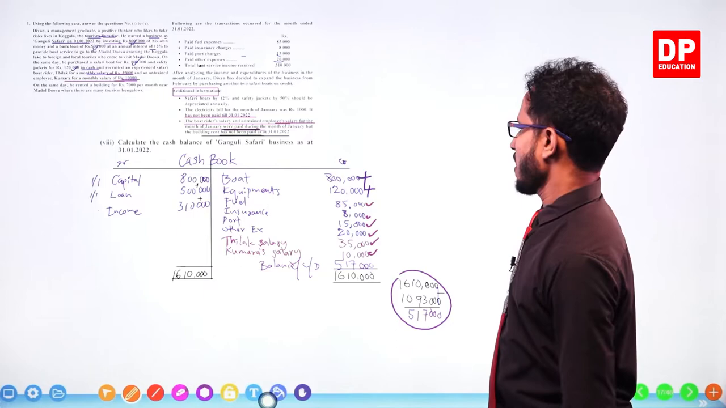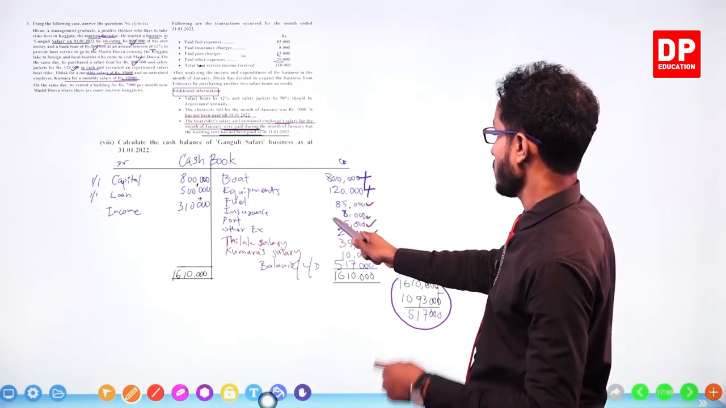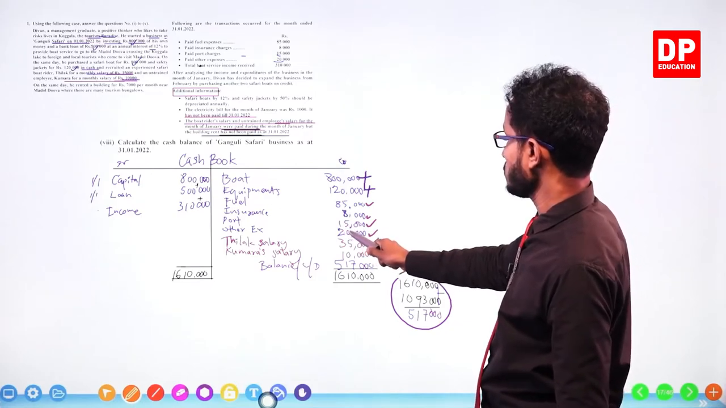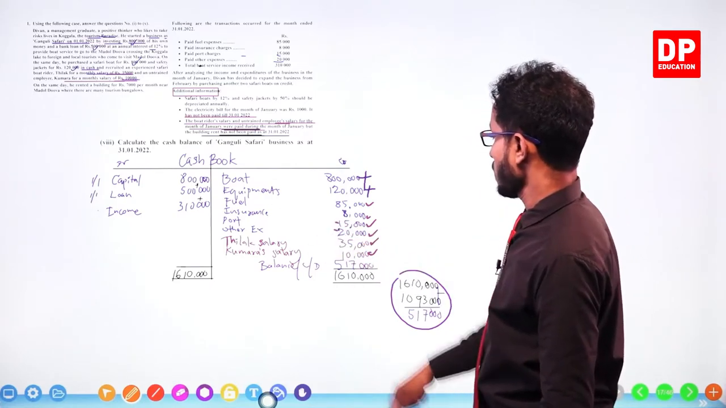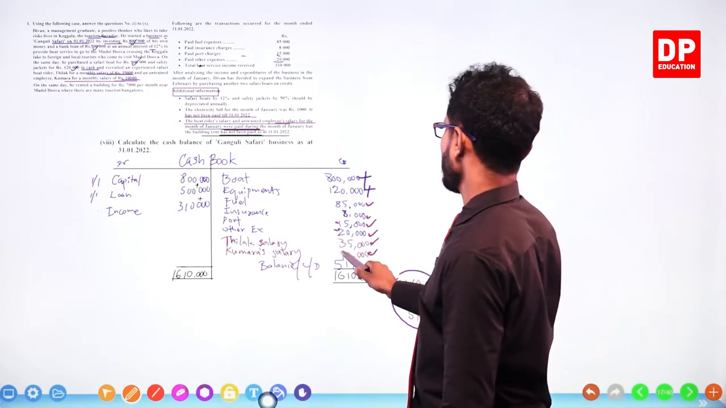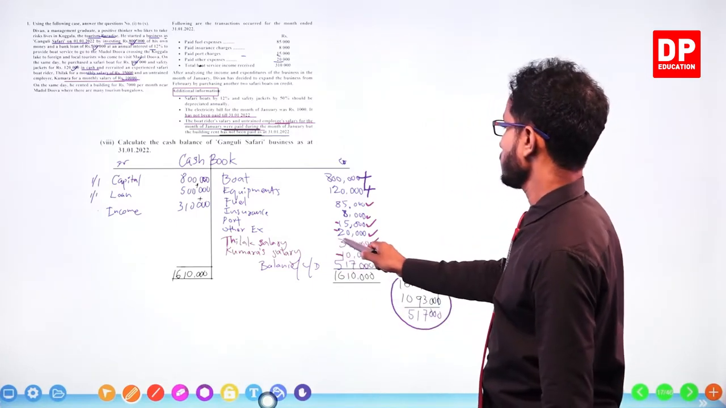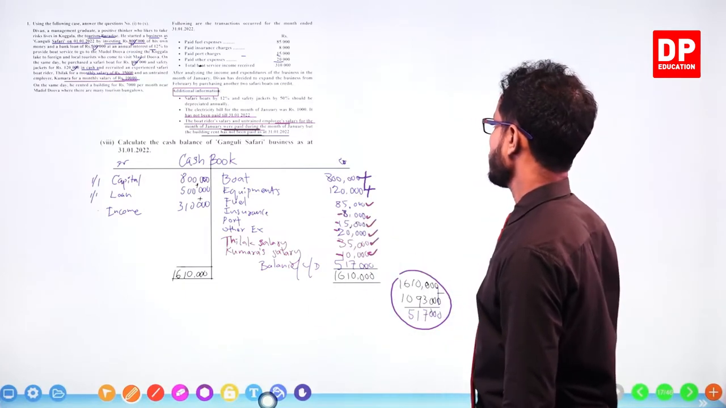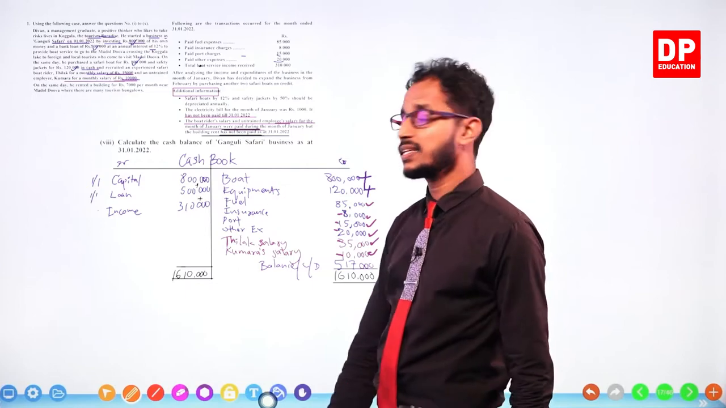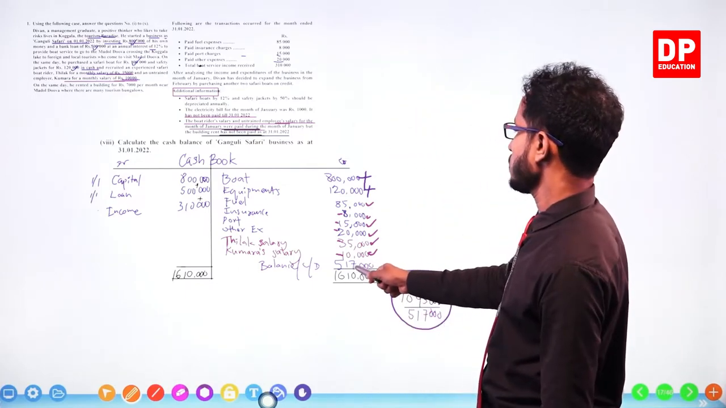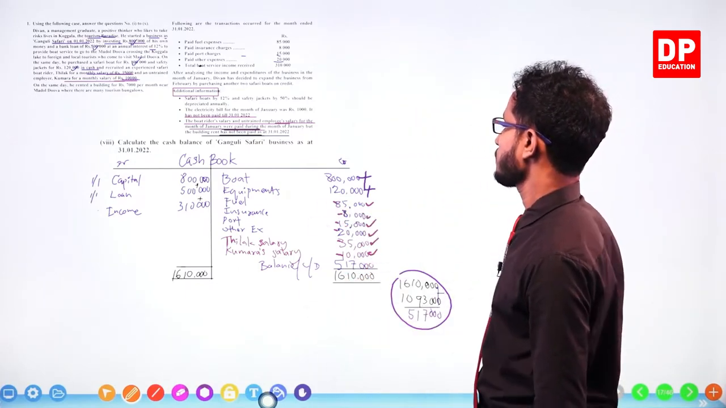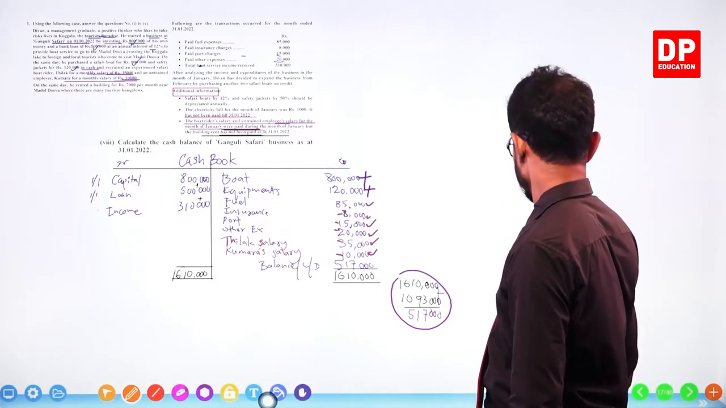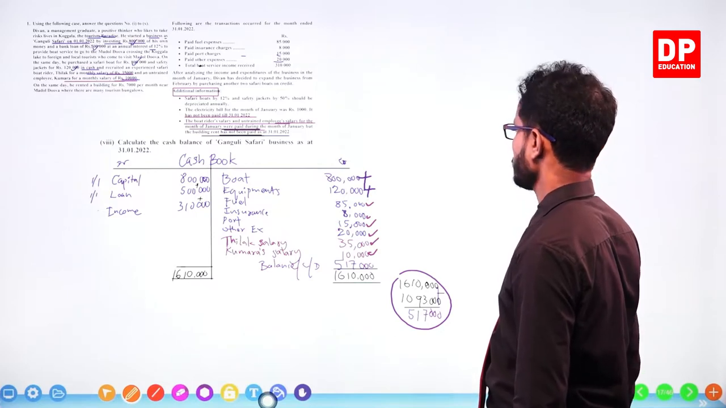Okay. 85 plus 15 is 100,000. 100,000 plus 20 is 120. 120 plus 10, 130. Plus 35, 165. 165 plus 8, 173,000. 173,000 is the total with this. Okay, 173,000.